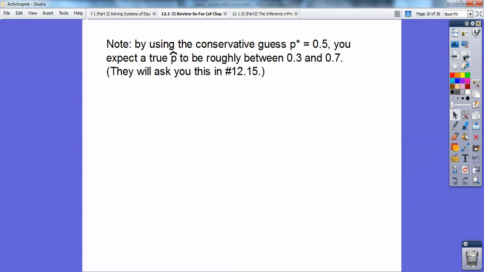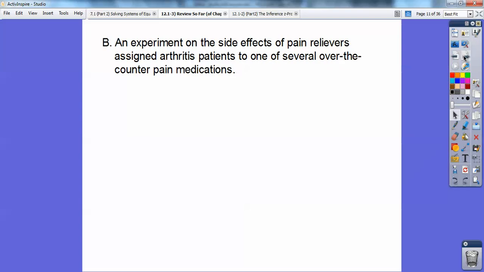Okay, and remember, if they don't give you that percentage in there, then you assume it's going to be 0.5. Okay, and you'll expect that your true p hat will be roughly between 0.3 and 0.7 when you plug in 0.5. They're going to ask you to do that in 12.15.